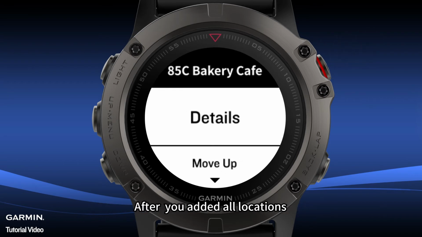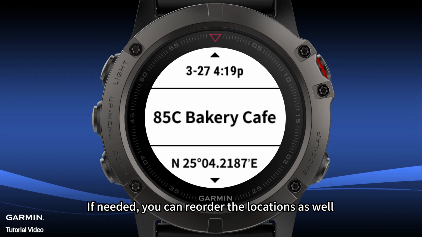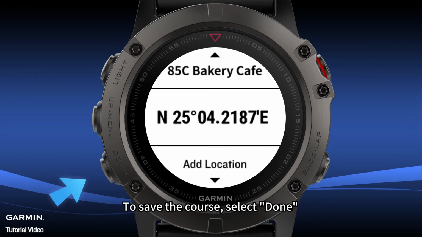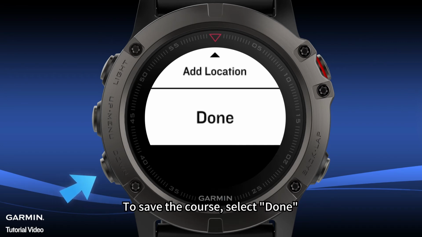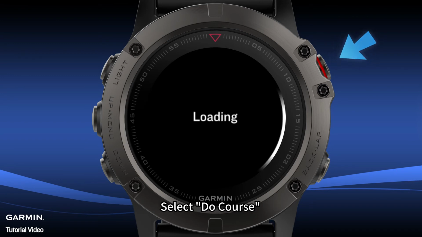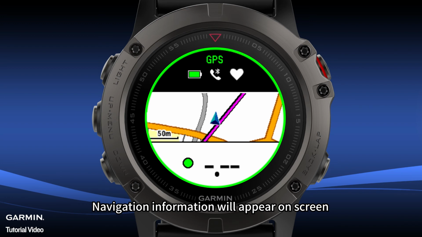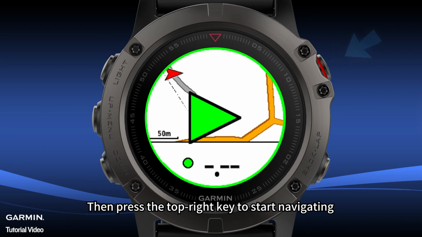After you have added all locations, if needed, you can reorder the locations as well. To save the course, select Done. Select Do Course. Navigation information will appear on screen. Then press the top right key to start navigating.